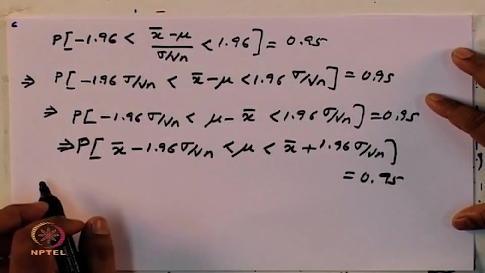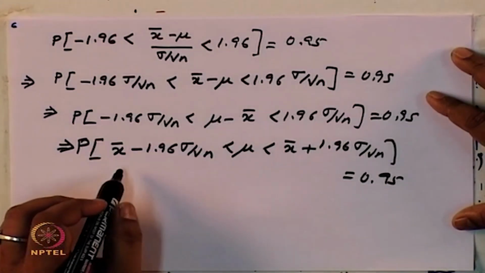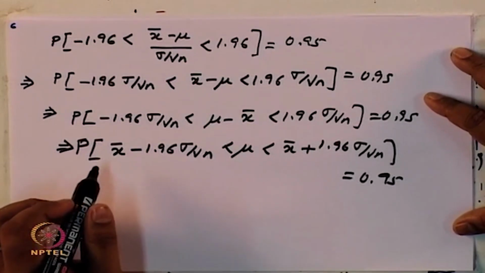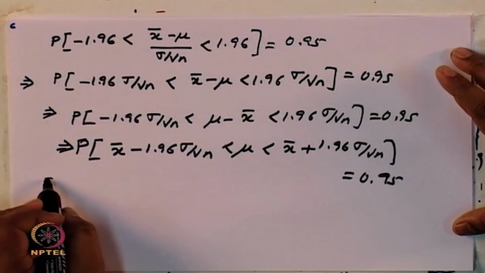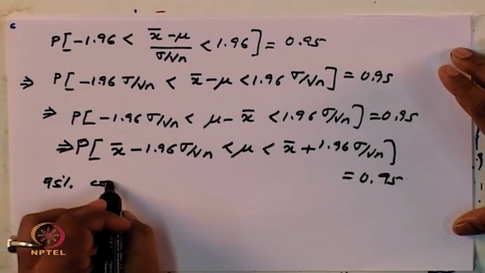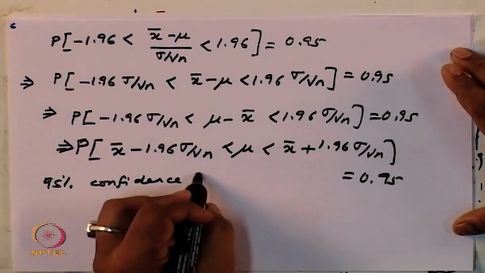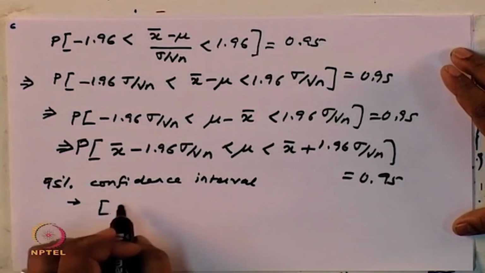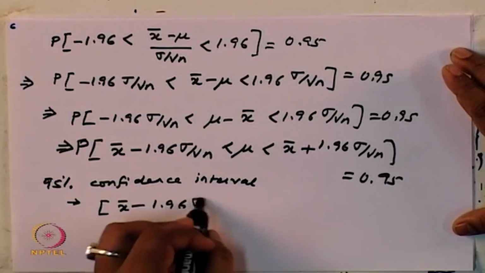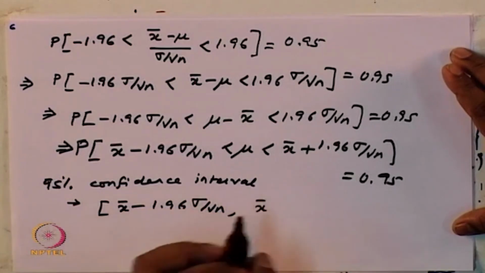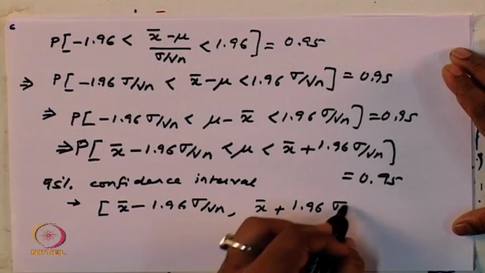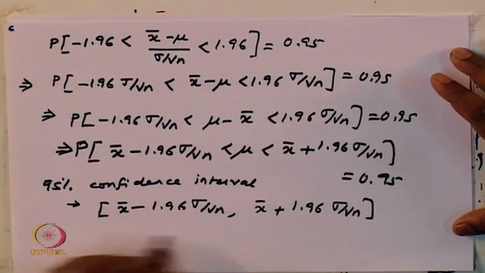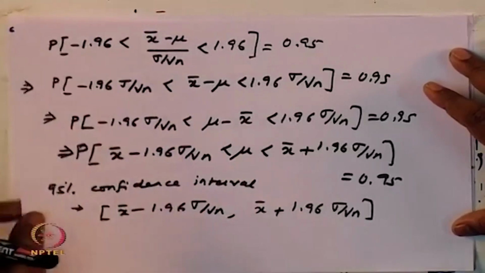0.95. So in other words, the 95% confidence interval is the range given by x bar minus 1.96 sigma by root n to x bar plus 1.96 sigma by root n. This is called the 95% confidence interval. So, let us take up an example.